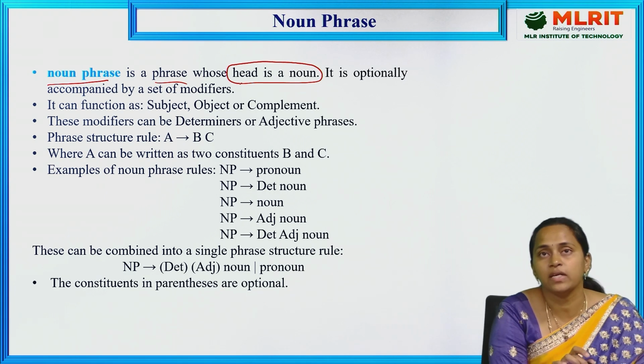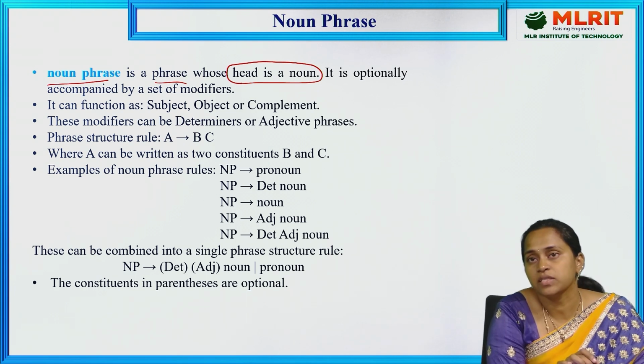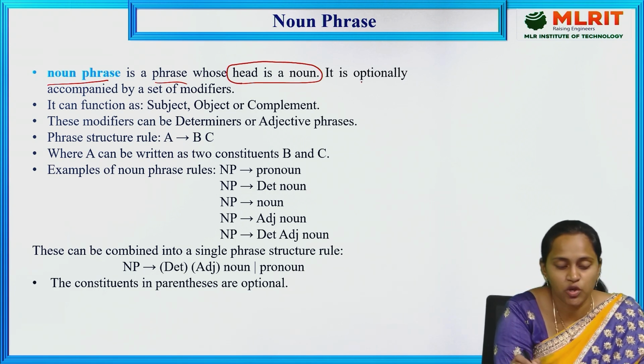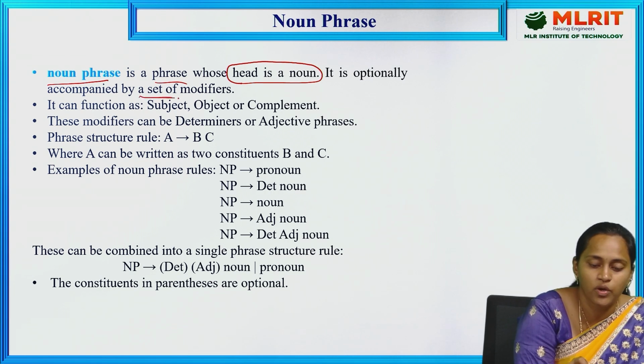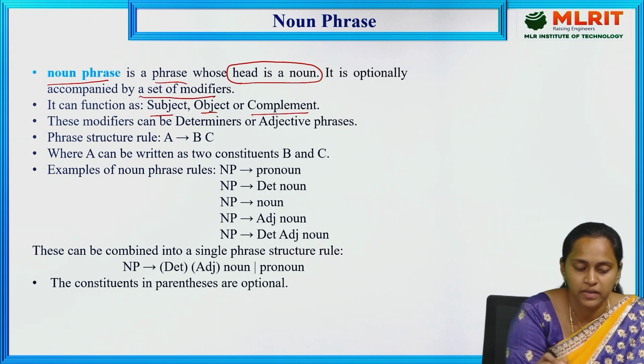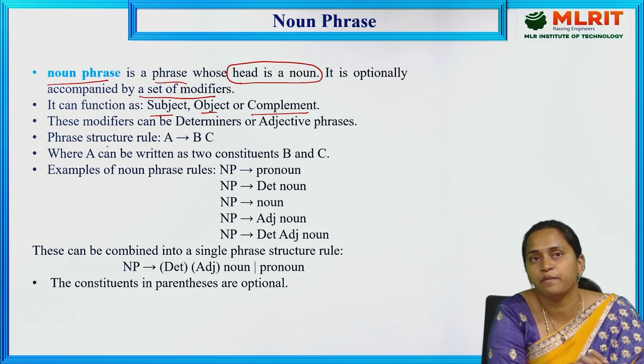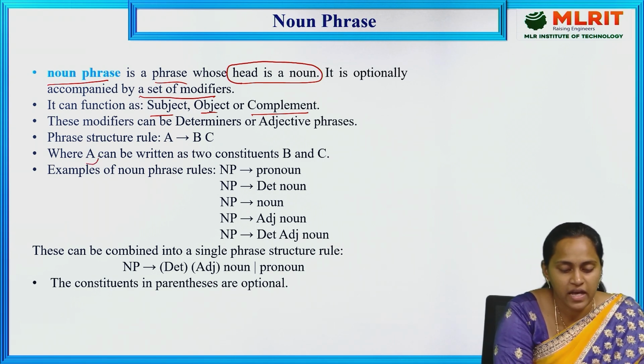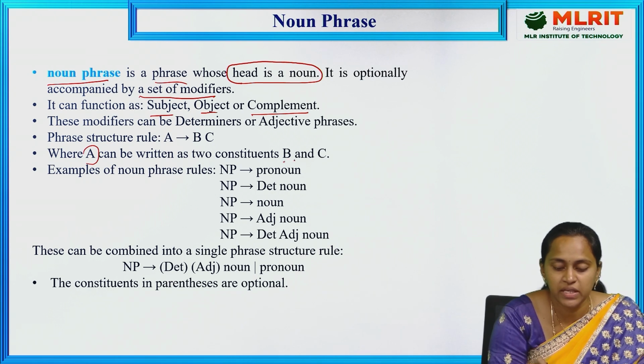In phrase level constructions, what is the first one? Noun phrase. It is optionally accompanied with a set of modifiers. It functions as subject, object, or complement. These modifiers can be determiners or adjective phrases, like this.